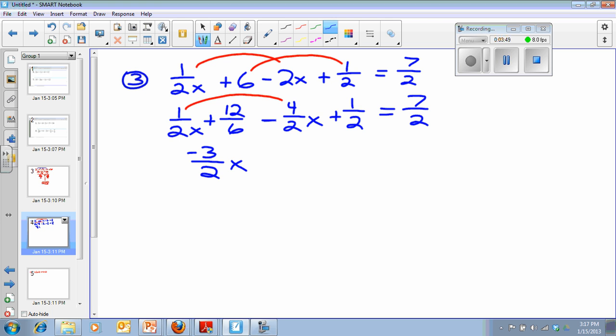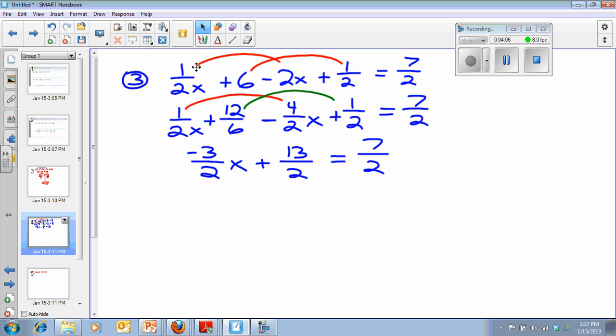Okay, let's see if we can go ahead and put the numbers together. I'm just going to put these two together right here. I'm going to keep the denominator 2. They're both positive, so positive, and of course I have 2 for a denominator. And 12 and 1 put together is 13. And all of this equals 7/2.